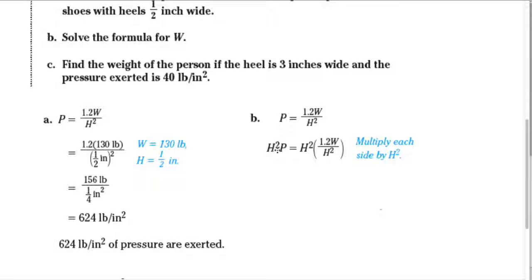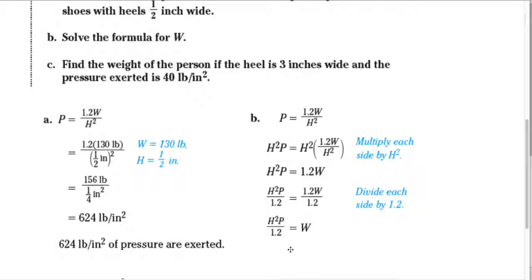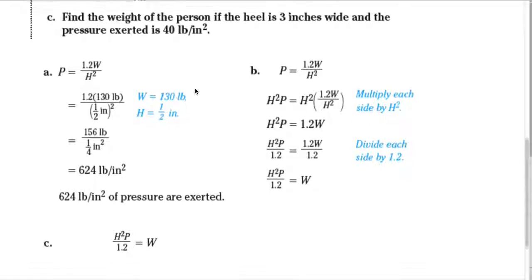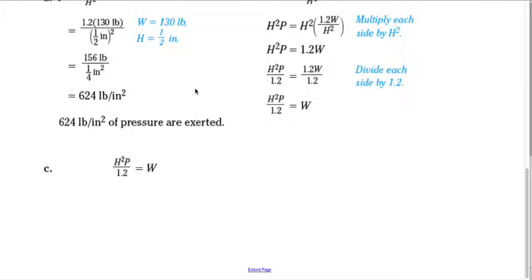You now have H squared P equals 1.2 W. And in order to solve for W, this remains a one-step equation. We divide both sides by 1.2. We end up with W equals H squared P all over 1.2. The reason why we solve for W is because in letter C, we're trying to find the weight of the person.